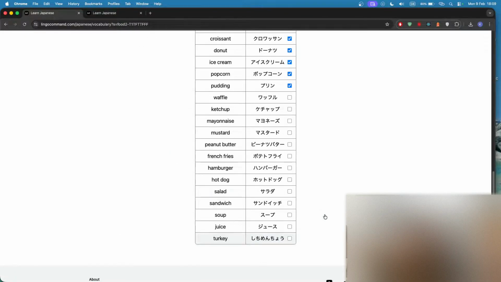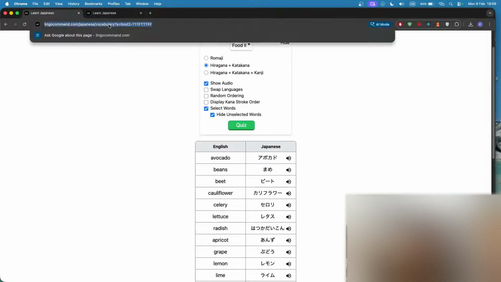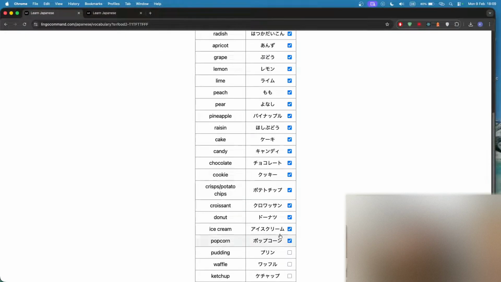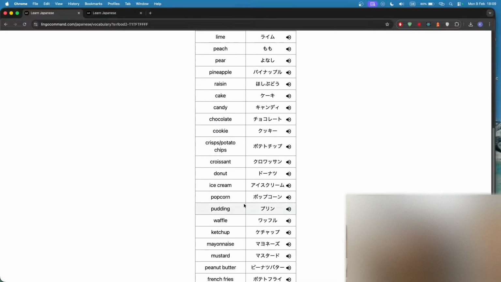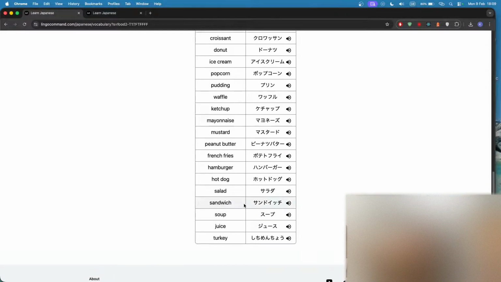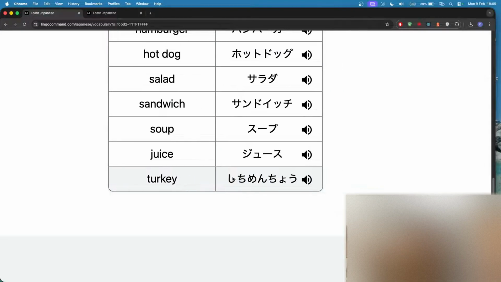At this point, we might as well just do the whole quiz. So why don't we just do that? Let's just uncheck everything here. Or I think the best approach is actually you don't do select words. There we go. So now we've just got the whole quiz. And the only one here that is hiragana is Turkey. So this is Shichimencho. Shichimencho.